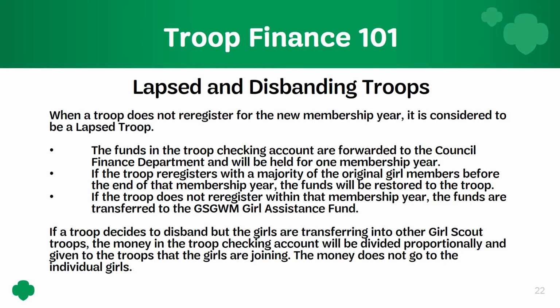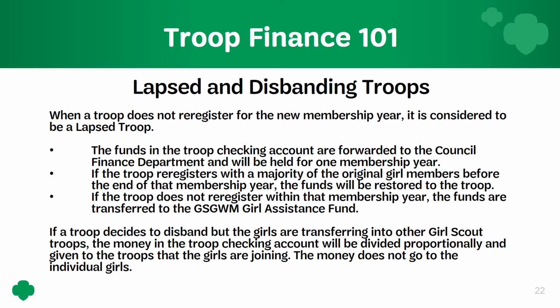Lapsed and disbanding troops. When a troop does not re-register for the new membership year, it is considered to be a lapsed troop. The funds in the troop checking account are forwarded to the Council Finance Department and will be held for 1 membership year. If the troop re-registers with a majority of the original girl members before the end of that membership year, the funds are restored to the troop. If the troop does not re-register within that membership year, the funds are transferred to the GSGWM Girl Assistance Fund.